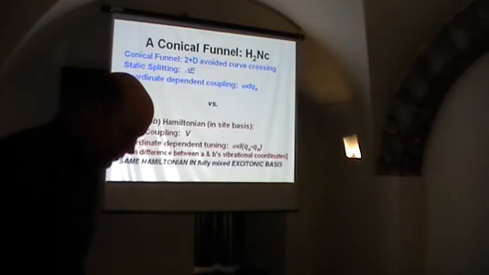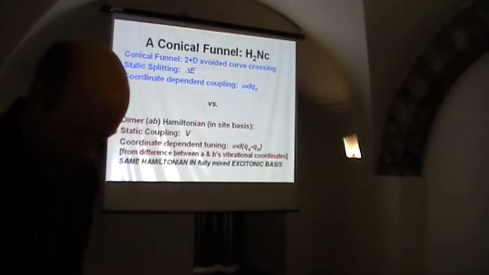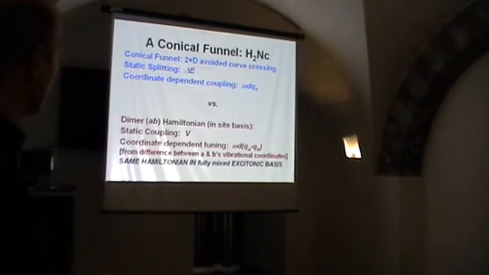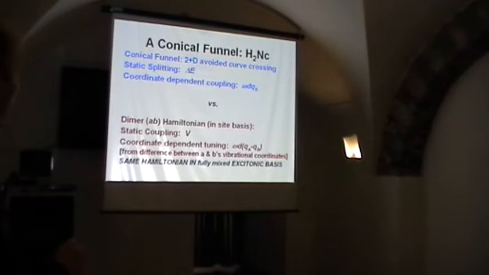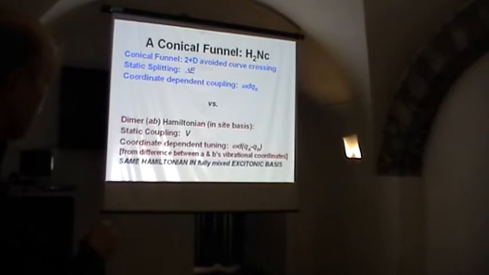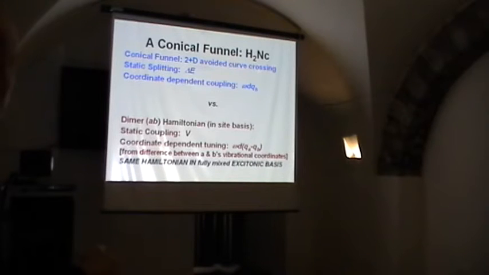So now I'll shift gears once again and tell you about a conical funnel. A conical funnel is a two or more dimensional avoided crossing between potential curves. It can be characterized in a minimal way by a static splitting and a coordinate-dependent coupling. So we have a coordinate dependence to this off-diagonal coupling, same as before.